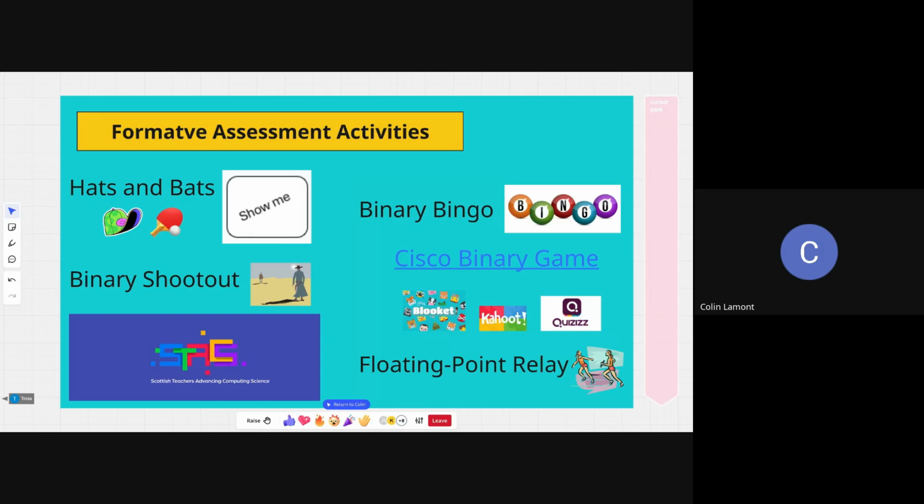At Higher, rather than just focus on binary, why not try a floating point relay race? The first person in the team comes and collects a question, answers it either individually or taking it back to the group, and then the next person comes out for the next question. The only downside to that is that it can be quite frantic. People tend to get quite competitive with it. So sometimes it's quite good to have assistants that do the marking for you. And it's definitely one that I would keep for a Friday afternoon. As I say, it can get quite tense with the competitiveness of your teams.